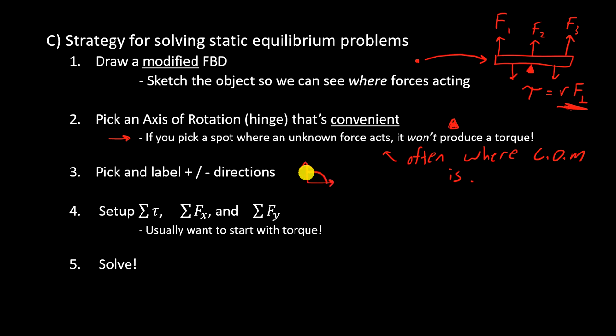Now I like to draw this. These are all my positive directions: up, right, and counterclockwise. That is the convention. Once you know where your hinge is, because that's going to tell you where to measure r from, once you have your positive and negative directions known, you can write out our equations: sum of the torques, sum of the forces.